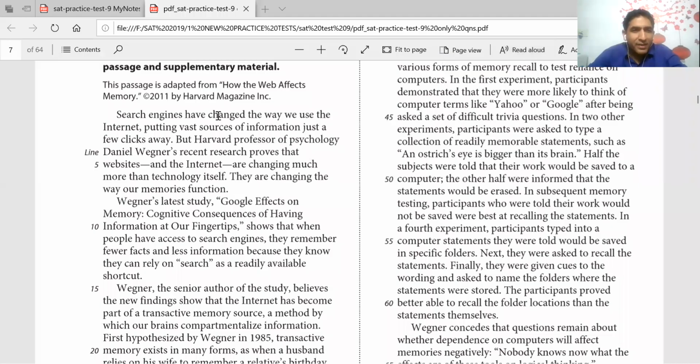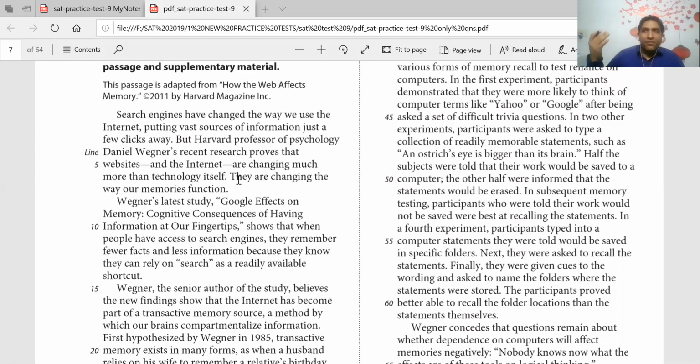So I hope you have read this passage. This passage is about the impact of the internet on our memory. What it tells is that with the advent of the internet, now most of the time we do not really bother about information. We bother about where the information is stored. So when somebody is asked a difficult question, instead of answering the question directly, the person tells you to Google it or Yahoo.